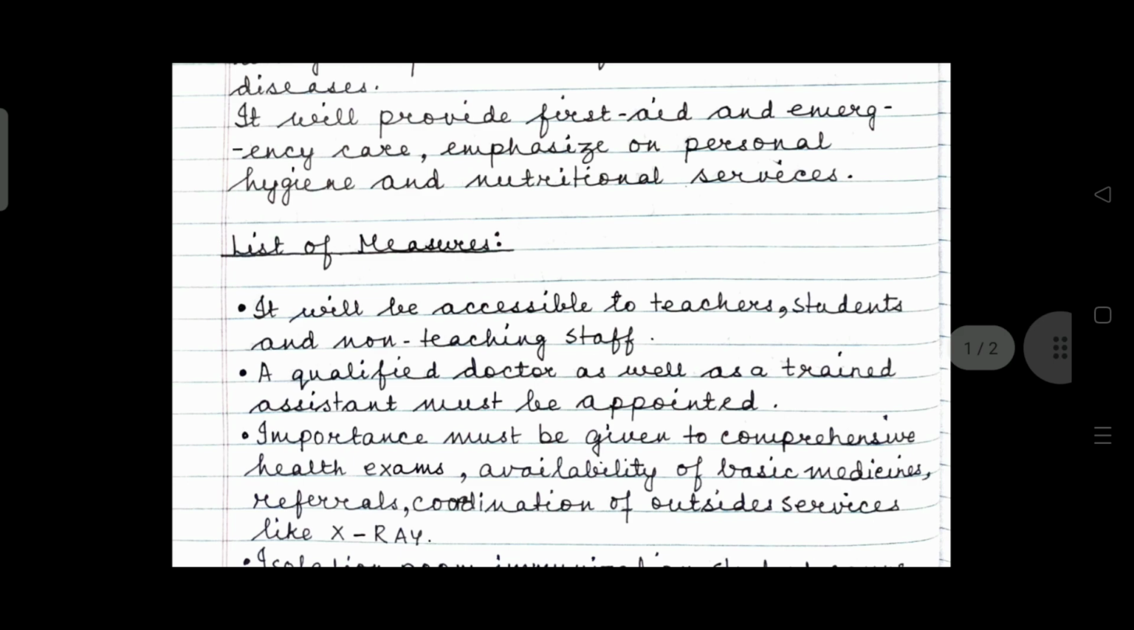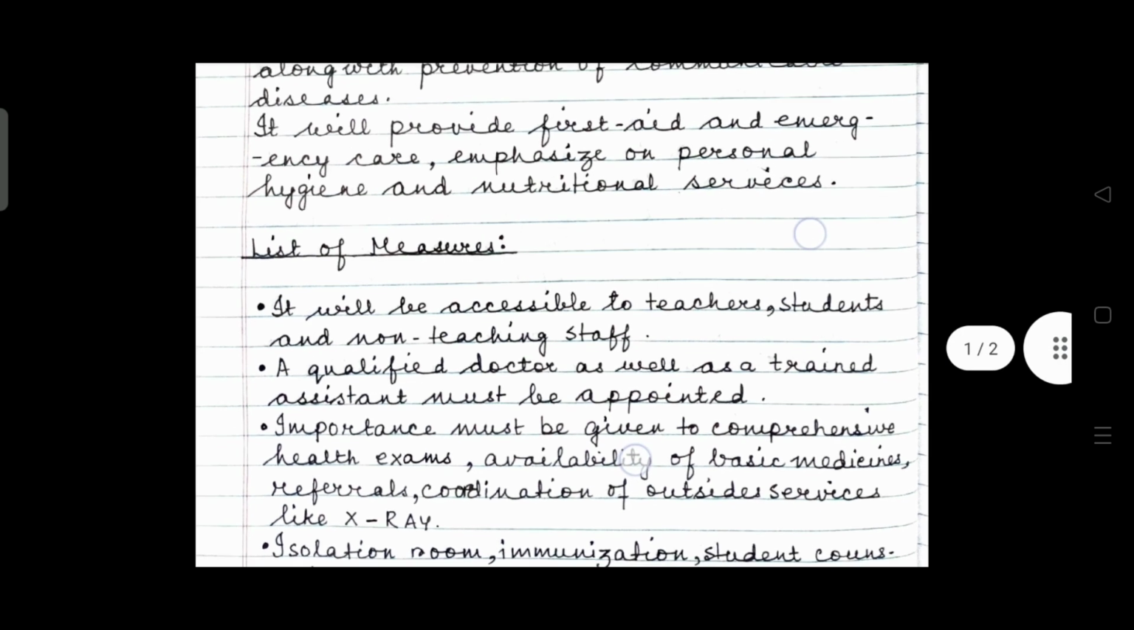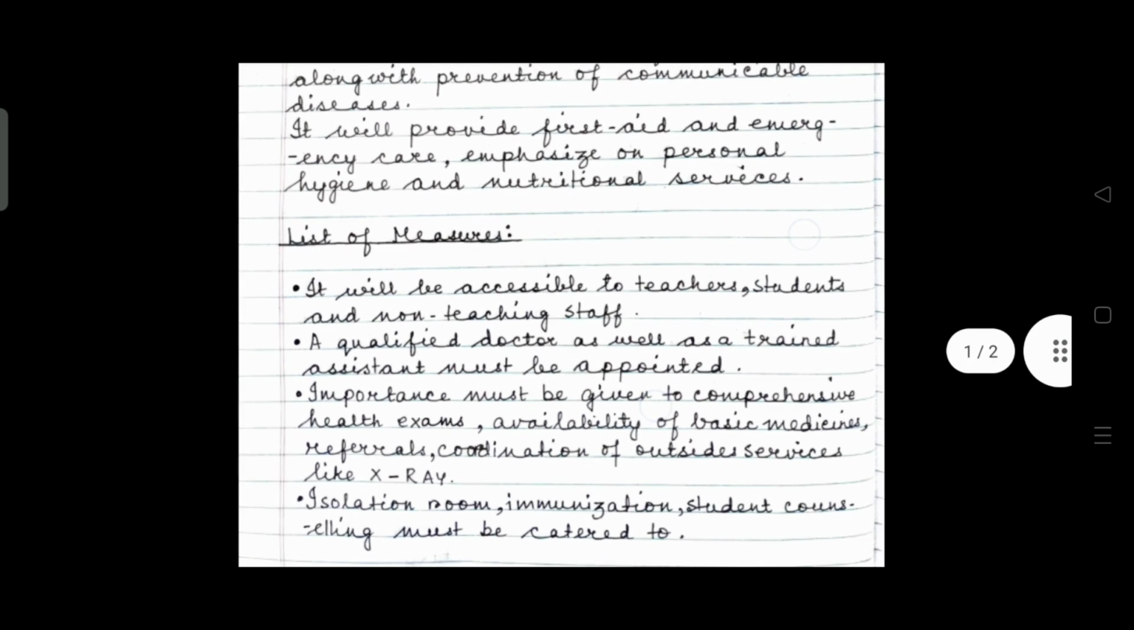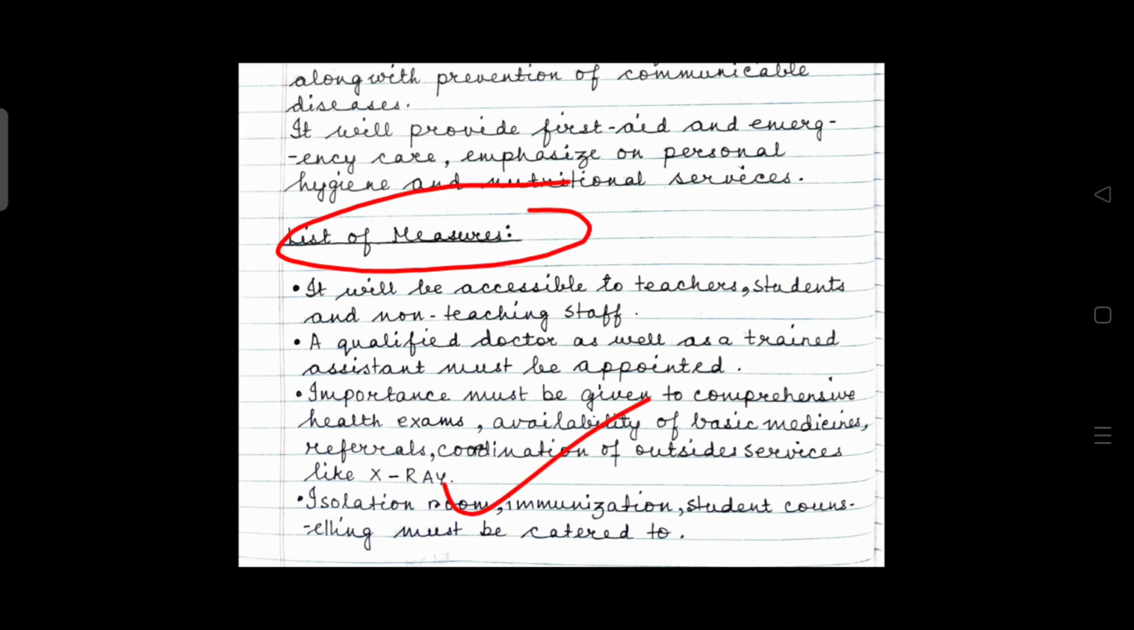Leave one line and write down list of measures. Again, underline it, leave another line and use bullets to write the list of measures. Write 4 points. Bullet 1. Don't write 1, 2, 3, 4. Just give bullets. It will be accessible to teachers, students and non-teaching staff. The salient features of this proposal must be stated clearly in the list of measures.